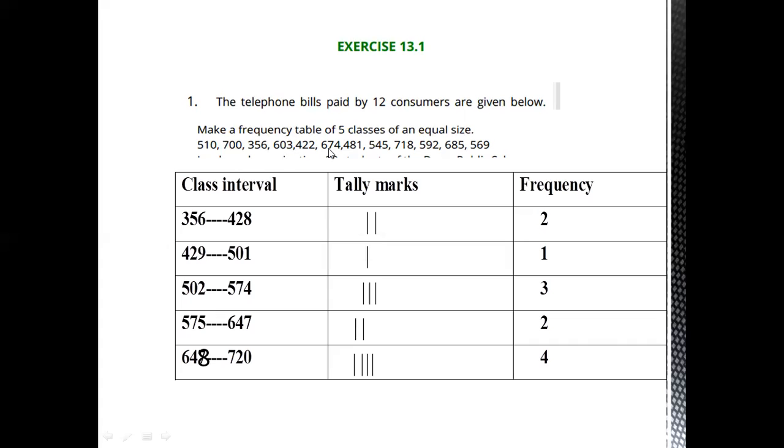674, second number. 718, third number. 685, fourth number. So frequency is 4, and for tally marks you draw 4 lines. Students, if it is more than 4, the fifth line will be the vertical line on this. If it is more than 4 lines, you draw them straight and the fifth one will cross these lines. Okay, so I hope you will understand it.